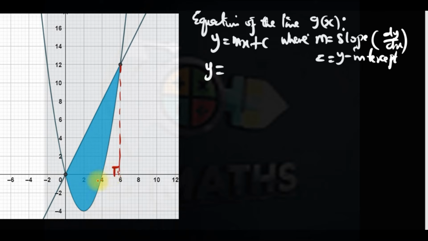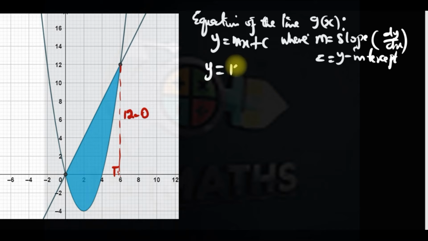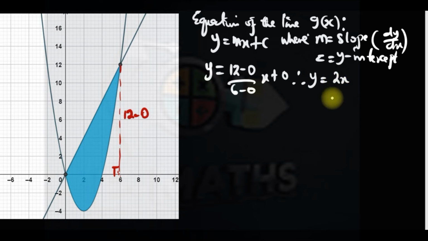The change in y is 12 minus 0, and the change in x is 6 minus 0. So we have 12 over 6, that's our slope. So y equals 12 minus 0 over 6 minus 0 times x plus, what's the y-intercept? 0. So the equation of our line is y equals 2x. That is, our g of x is 2x.